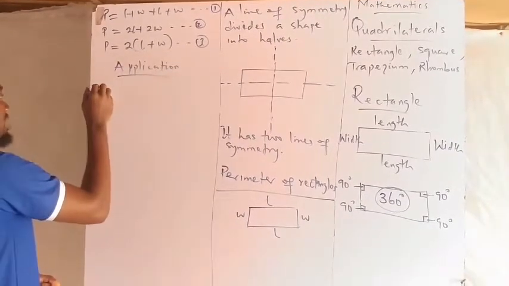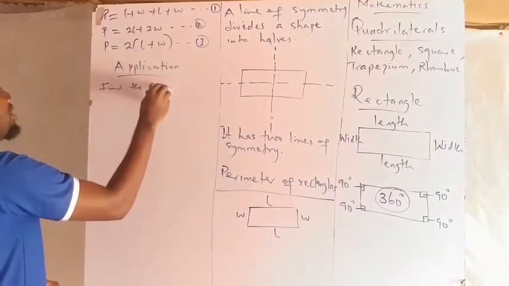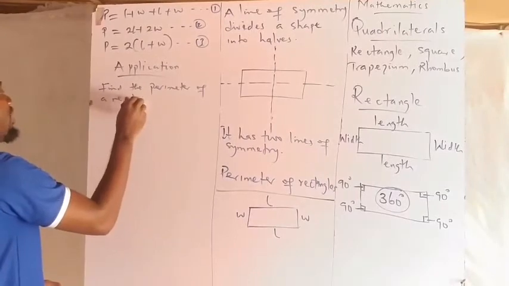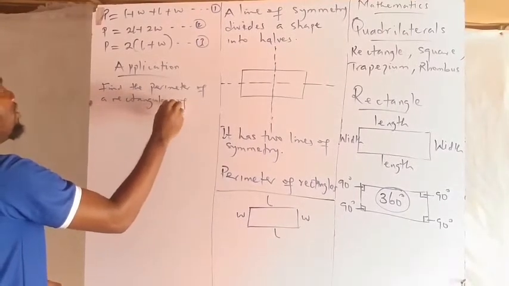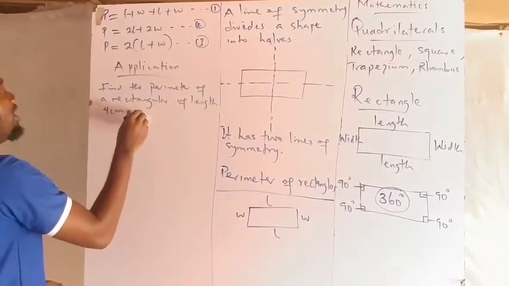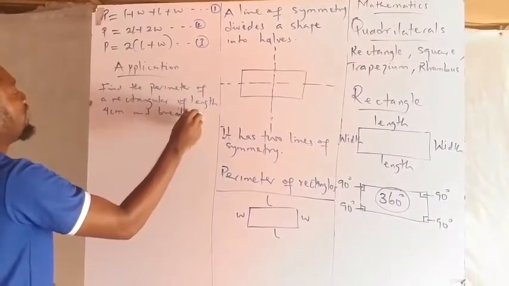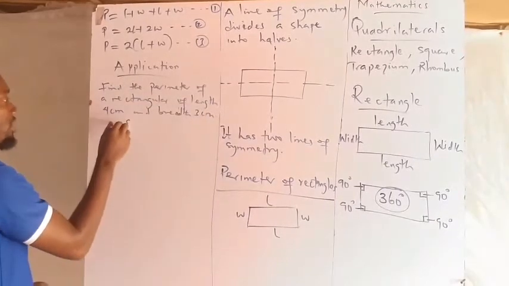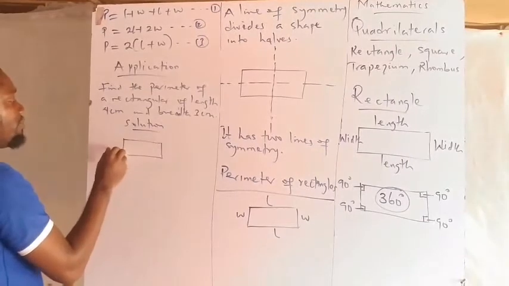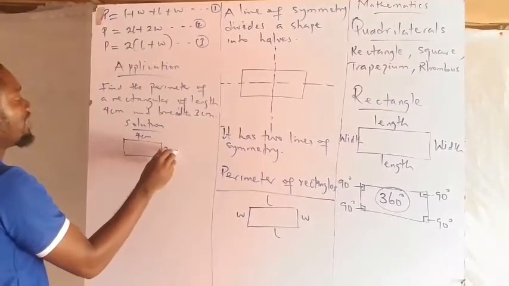If you're given this: find the perimeter of a rectangular shape of length 4 centimeter and breadth 3 centimeter. Solution. Draw the rectangular shape. The length is 4 centimeter and the breadth is 3 centimeter.